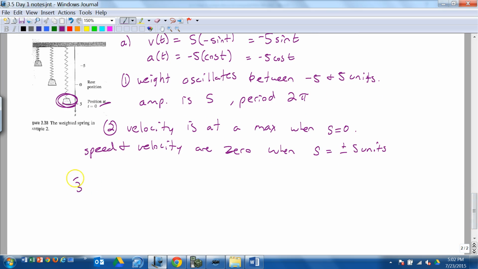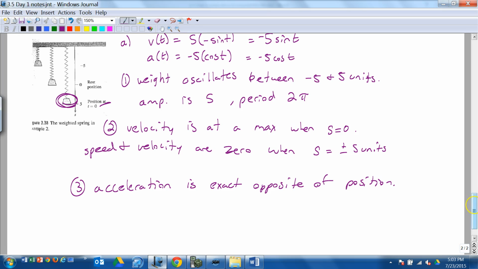And then finally we can say that the acceleration is the exact opposite of position. So again, it's max when it's at either the top or bottom because the spring's pushing it in the other direction or pulling it, and then it's 0 when you're at a 0 rest position because the spring and the weight cancel each other out.